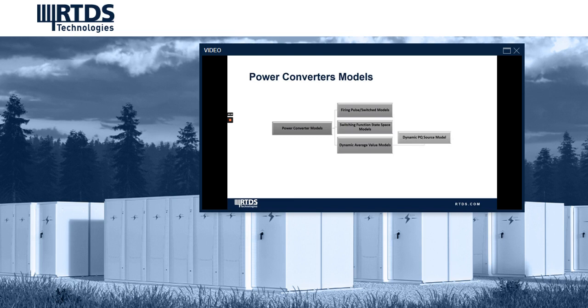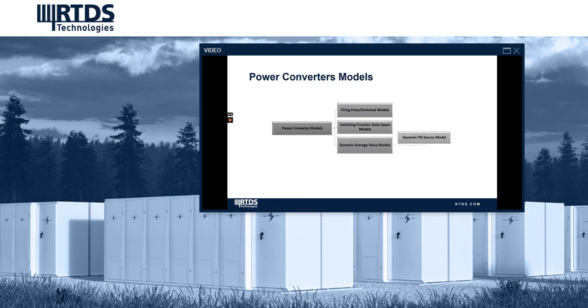Switching function state space models use state space based transfer functions with internally generated switching references. They represent the switching and harmonic dynamics, as well as the converter losses, which reduce computation requirements compared to firing pulse or switch converter models. Larger simulation time steps can be used to model the converter dynamics, allowing more models to be used in the application. The control system models for generating the converter firing pulses are not required.